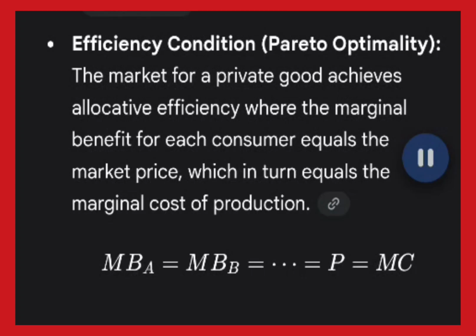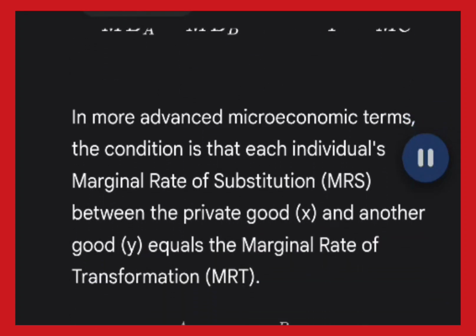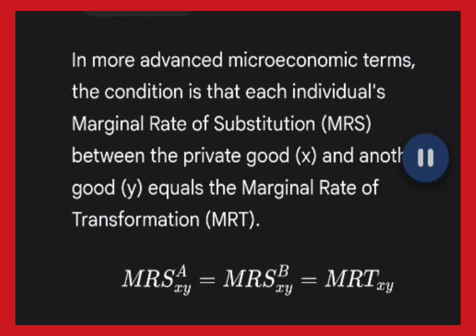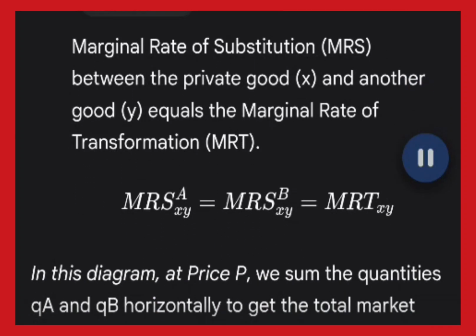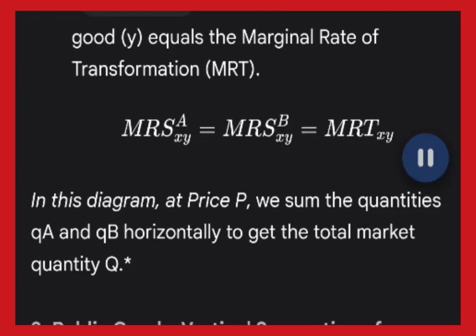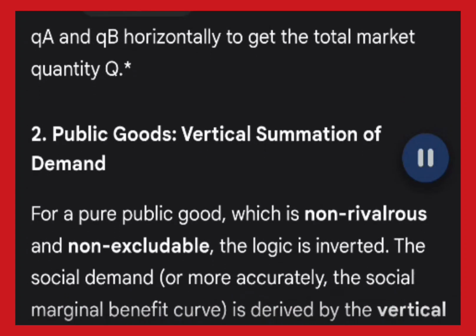In more advanced microeconomic terms, the condition is that each individual's marginal rate of substitution, MRS, between the private good X and another good Y equals the marginal rate of transformation, MRT. In this diagram, at price P, we sum the quantities Q_A and Q_B horizontally to get the total market quantity Q. 2. Public goods: vertical summation of demand.